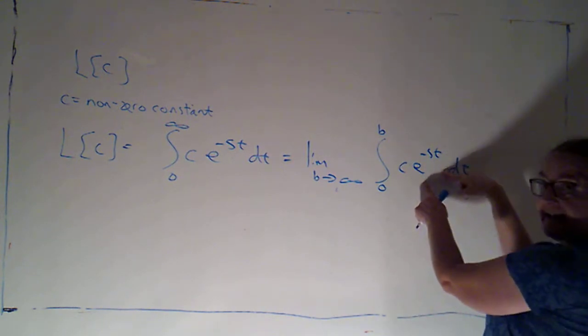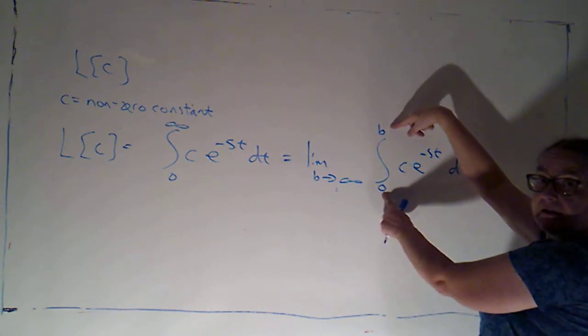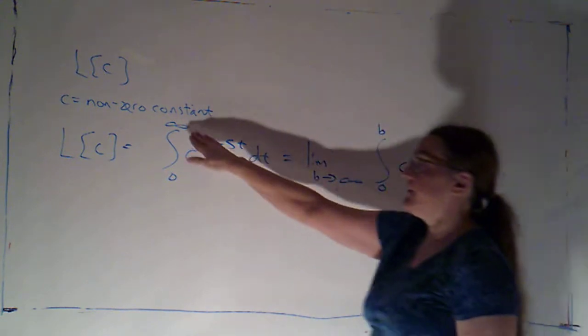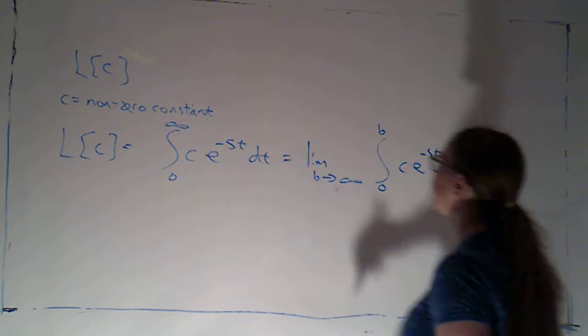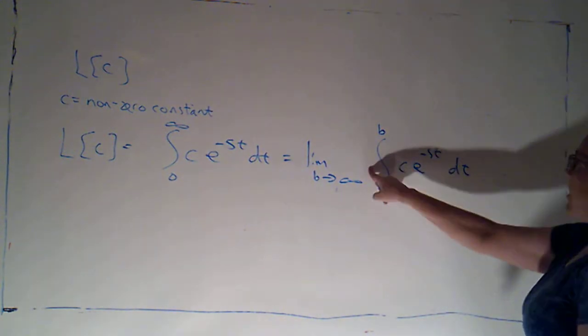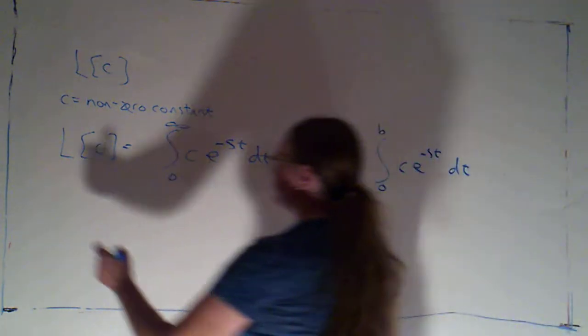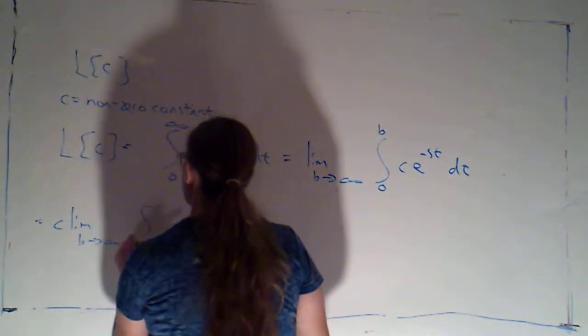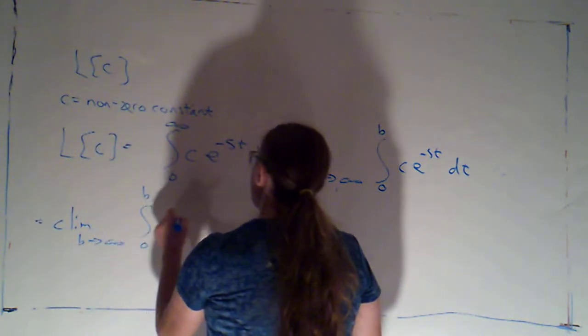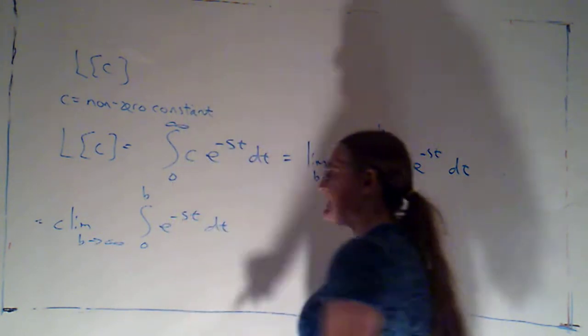I'm ultimately going to take an antiderivative and have to plug in my limits of integration. Infinity is not a number. I can't plug it into a function. Okay, c is a constant, so I'm going to factor it out. So this is going to equal c times the limit as b goes to infinity of the integral from 0 to b of e to the negative st dt.